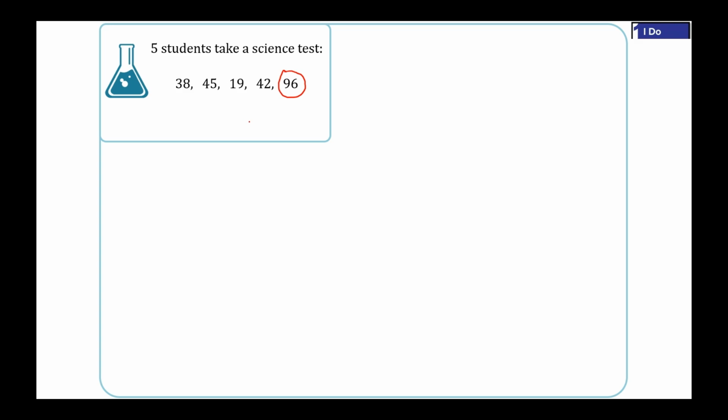So he scored really well on his science test. However, the other 4 students, they didn't score so well. And in fact, if pass or fail was 50%, they would have failed the science test. So I'm going to say the one student, 96, is an outlier.